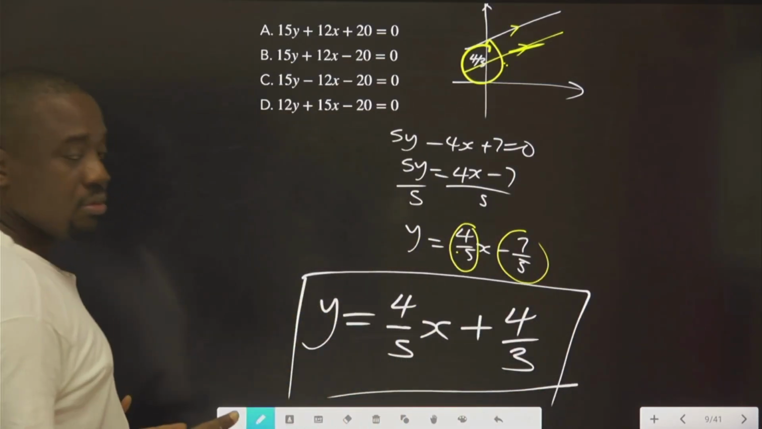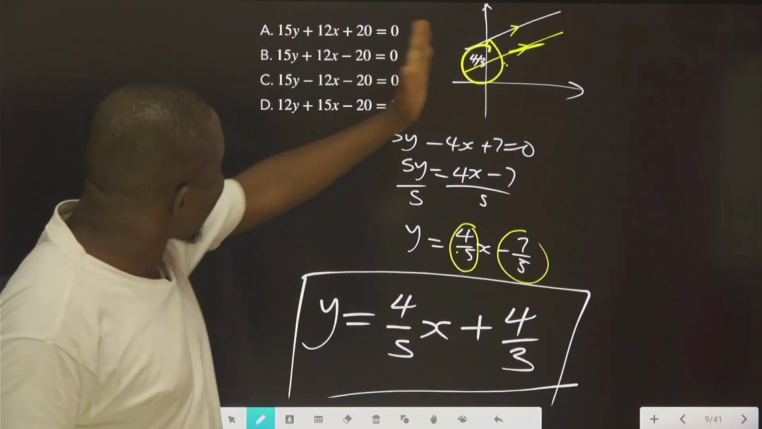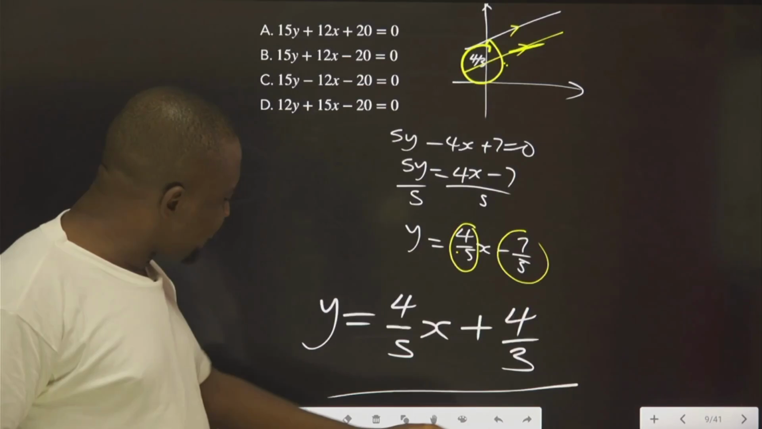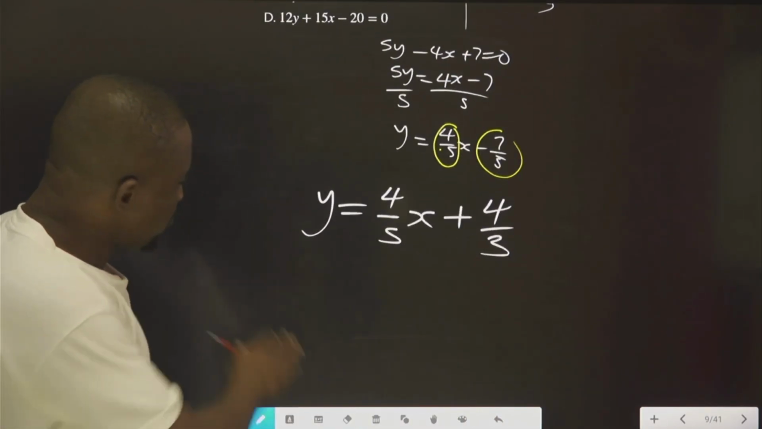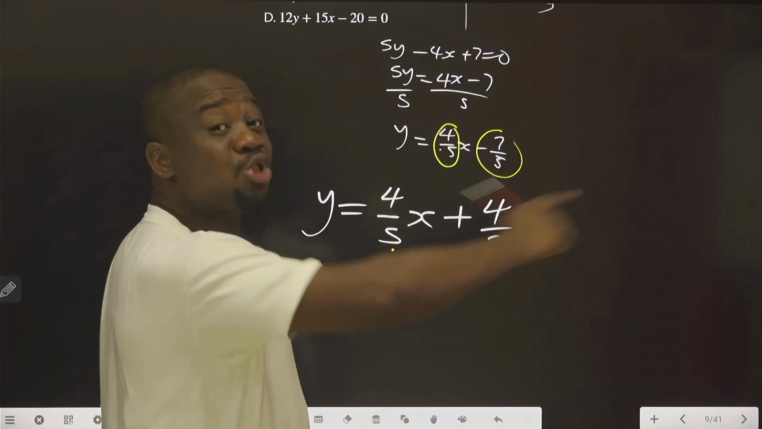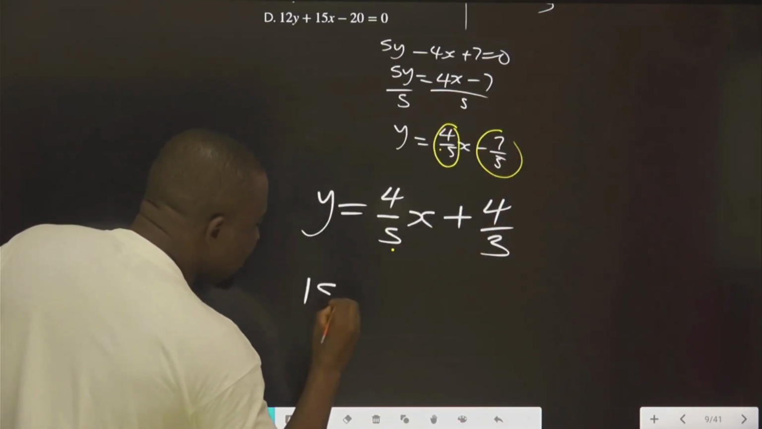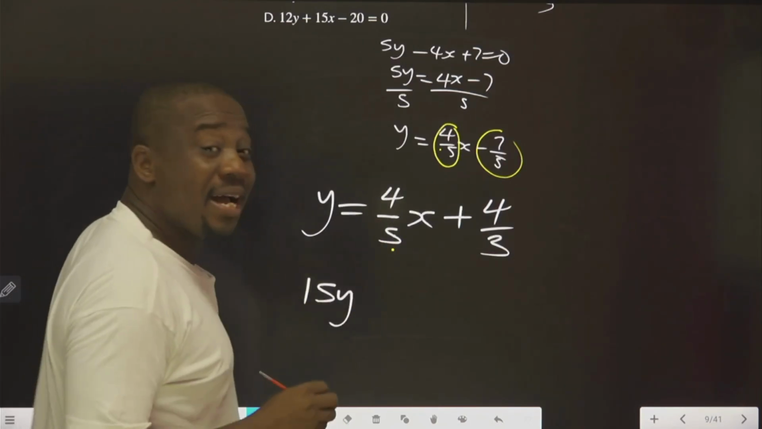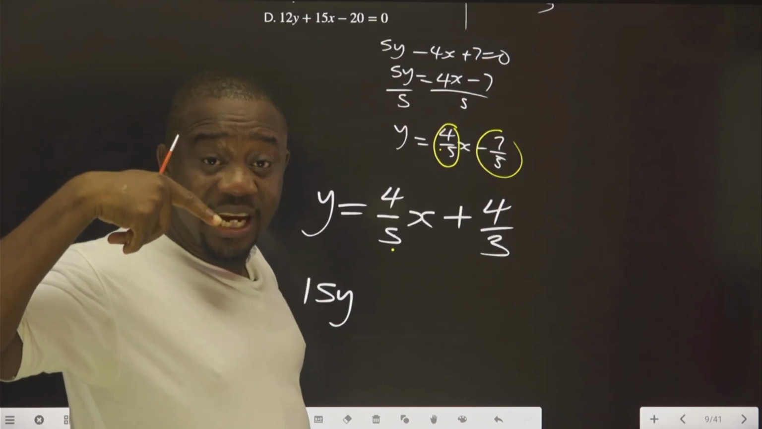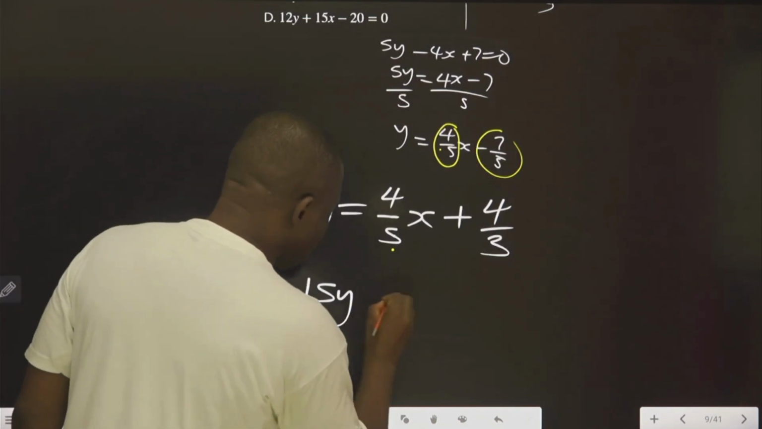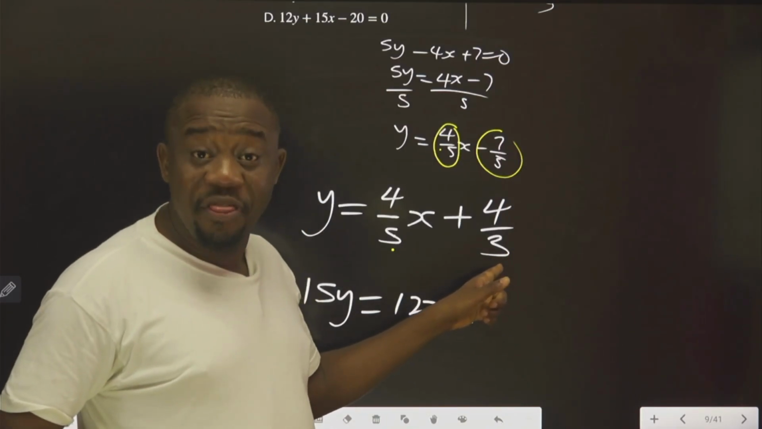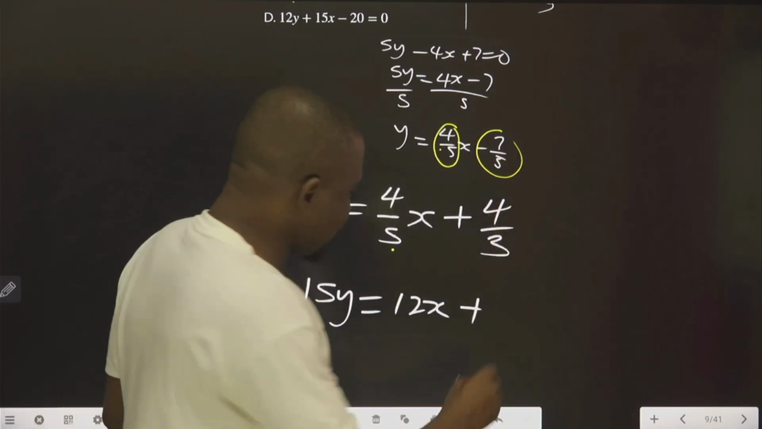That is the equation. But we can't leave it like this because the answers they gave to us are not in this shape or format. Therefore, we are going to remove all the denominators. What is the LCM of this? This is 15. We multiply throughout by 15. This becomes 15y. 15 multiplied by this, we are going to divide by 5 to have 3. 3 multiplied by 4, you have 12. That is 12x plus 15 divided by 3 is 5. Multiplied by 4 is 20.